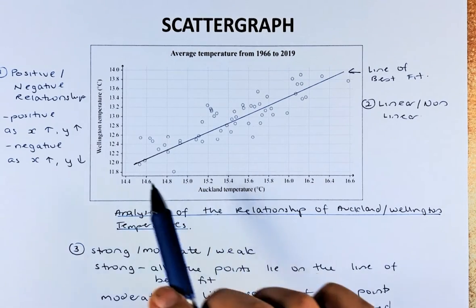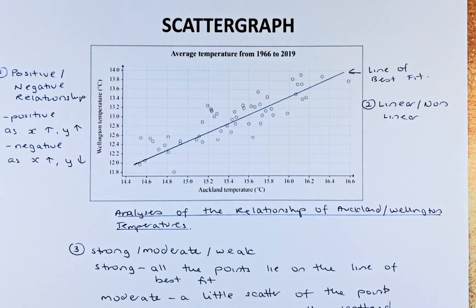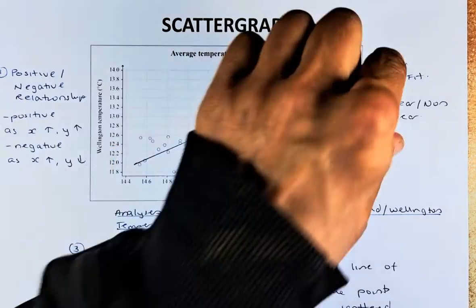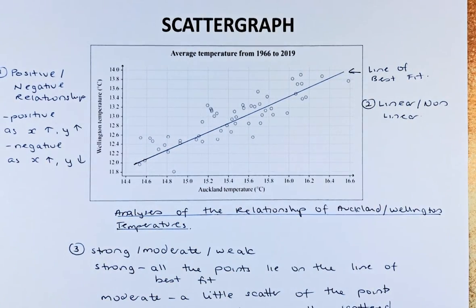In this case, we have Auckland temperature and Wellington temperature. So the objective is to find the relationship. There are 3 relationships you need to find. We are going to do 1, 2, and 3. The first one, you need to tell me whether it is positive or negative.